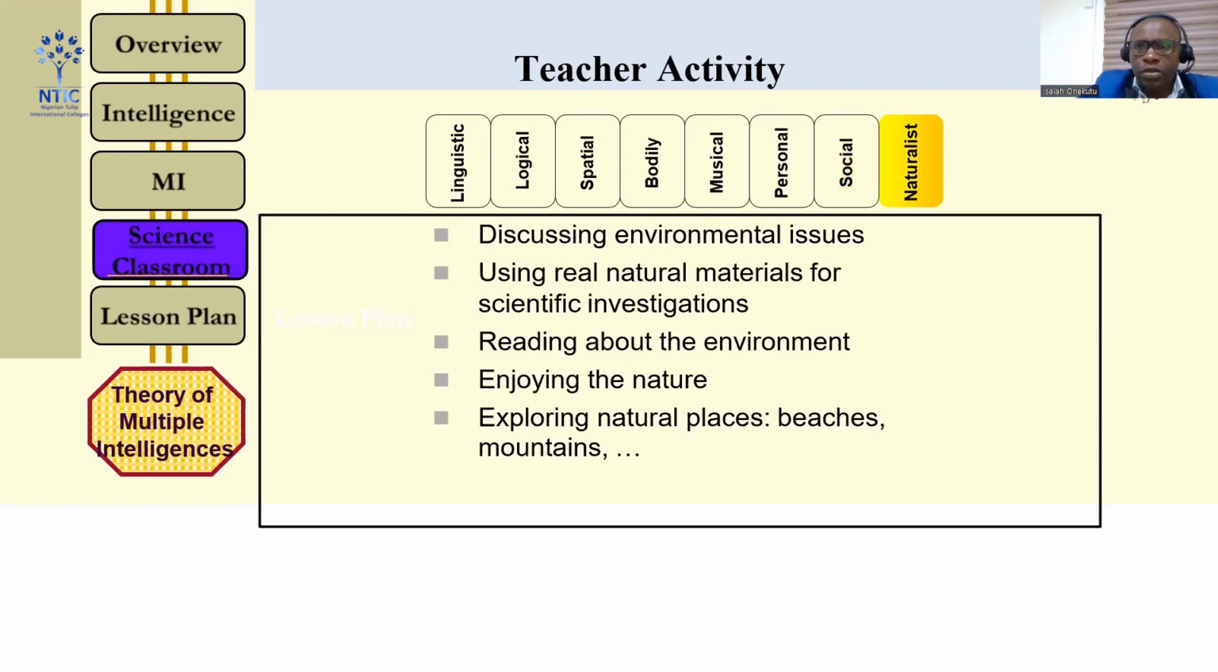And of course, last one here, the naturalist. They discuss environmental issues. They use real natural materials that they can see around them for scientific investigations. They like to investigate things. They just like to discuss things like that. And they could just look at things. Okay, why is that? If the sun is high up there, there's more likelihood that there's going to be rainfall. Stuff like that. Okay, reading about the environment, enjoying nature. Okay, they like traveling a lot, exploring natural places, beaches, and mountains. So these are different types of learners.